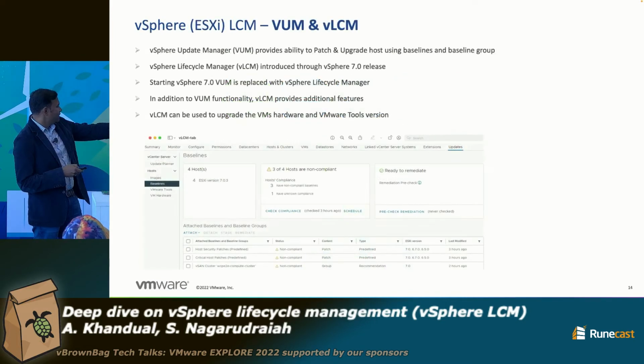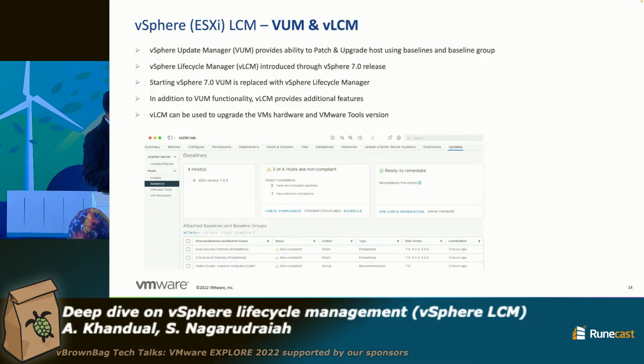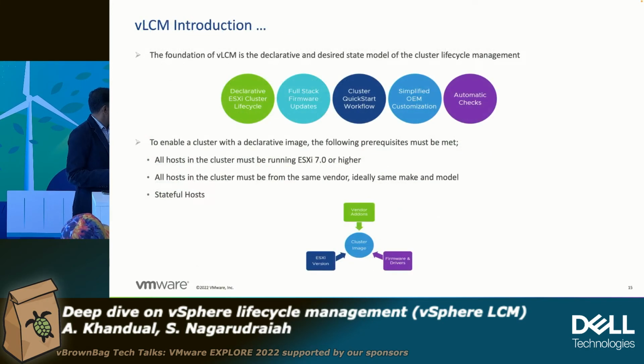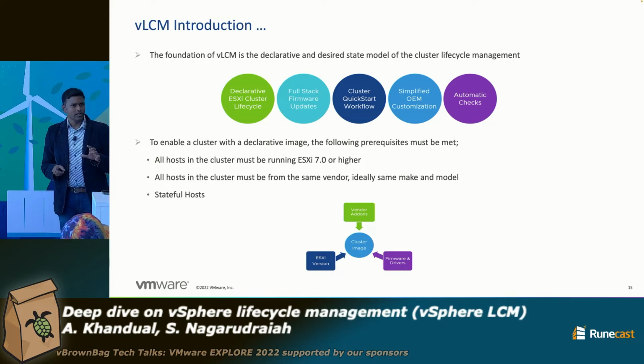If you see in this image, once you upgrade your vSphere to 7.0, you can still see baselines. That means your Update Manager way of upgrading and managing still exists. And then you have to convert to the image option, which we'll talk about, what it means by image option. Now coming to vLCM, introduction to vLCM.